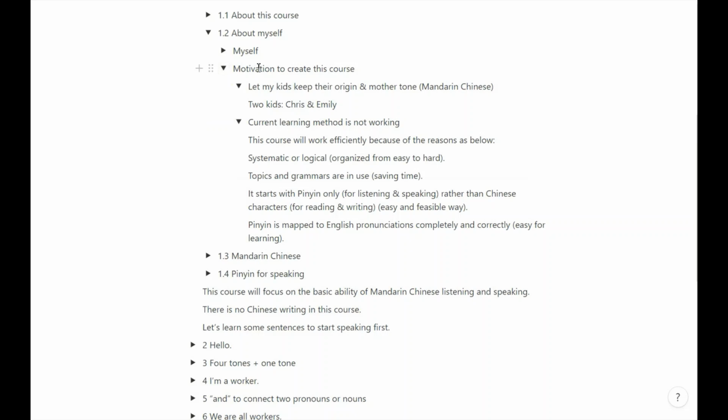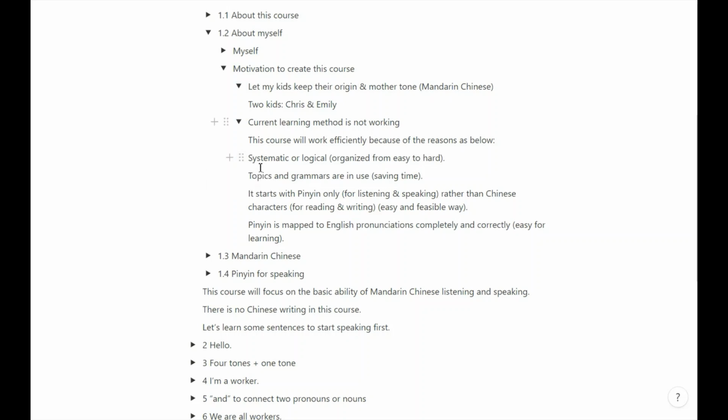The motivation to create this course. The first is to let my kids keep their origin and mother tongue, that is Mandarin Chinese. I have 2 kids, Chris and Emily. The second one is the current learning method is not working. But this course will work effectively because of the reasons as below.